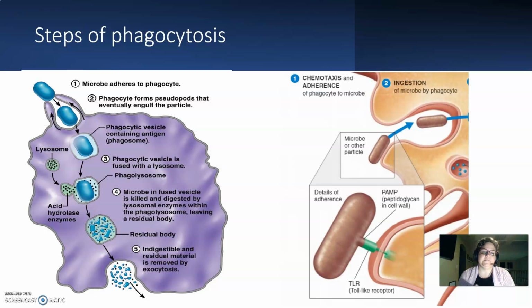The vesicles, the lysosomes, have enzymes that break down everything inside the phagolysosome, which fuses to the membrane and releases the package.